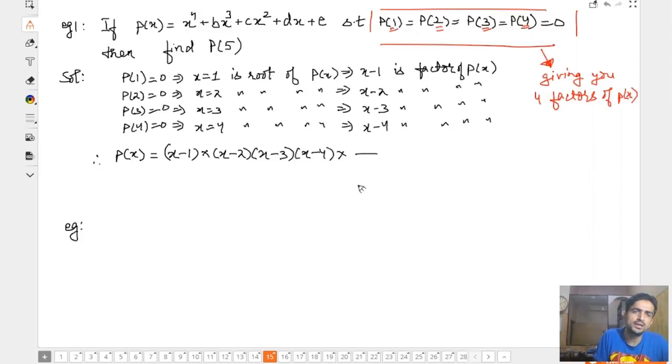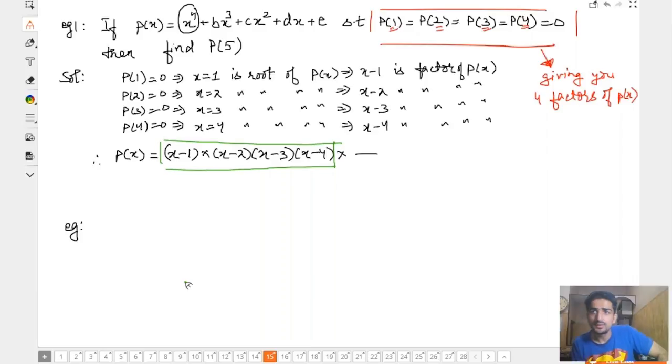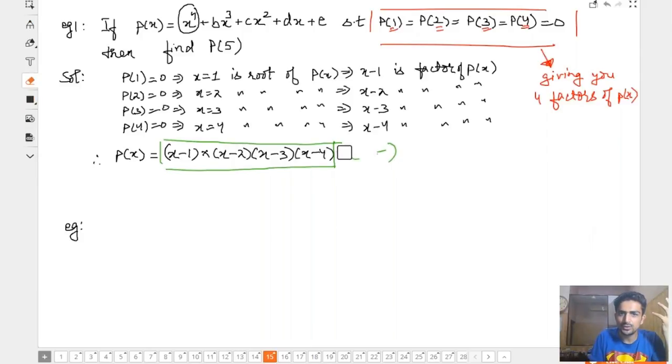Now you just tell me, what is the degree of P of x? x power 4. Can it have more than 4 factors? Just tell me. Can it have more than 4 factors? No. Very good. When you multiply this, already x power 4 is created. No x more can be there, or it will be x power 5. Very good, guys. So primarily this is your P(x).